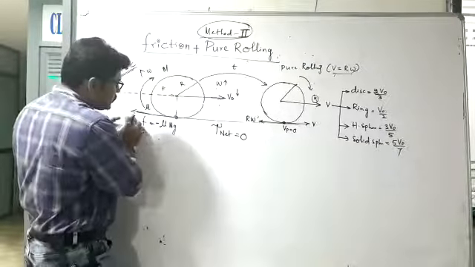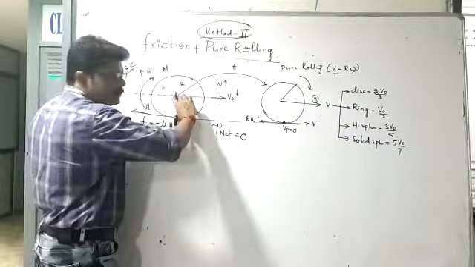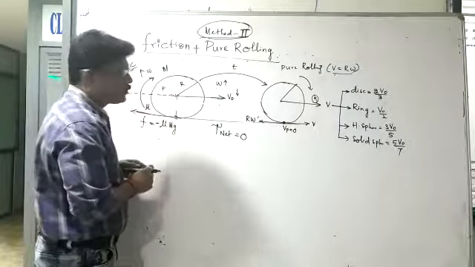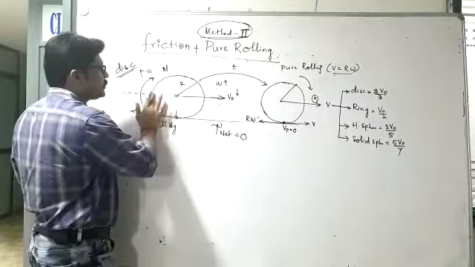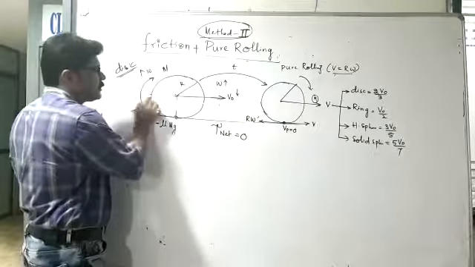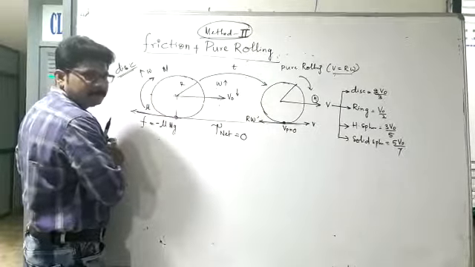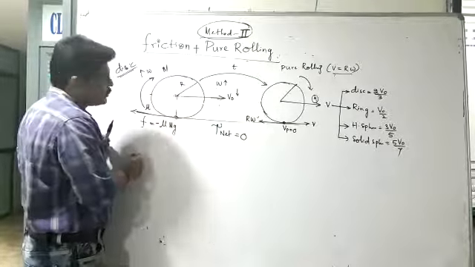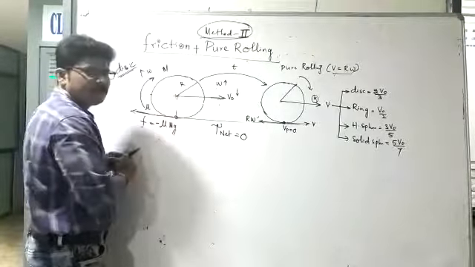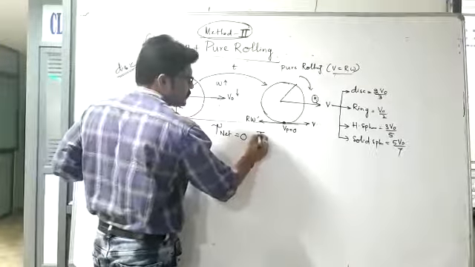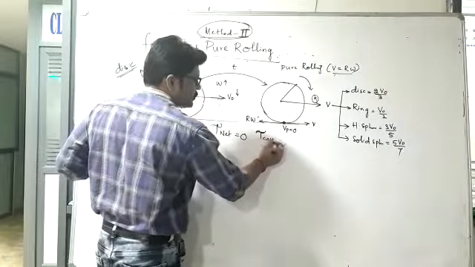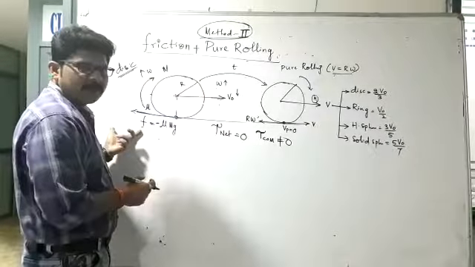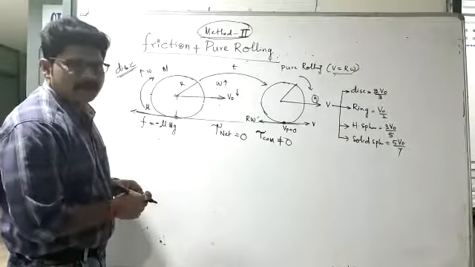See, here this is the force, and this is the radius. About the center, the torque cannot be 0, because there is a torque about the center of mass. So I cannot apply it at the center of mass. The torque at the center of mass is not equal to 0, because the friction is acting at a perpendicular distance.